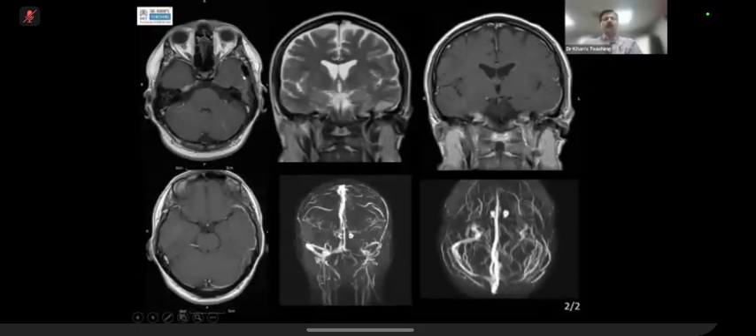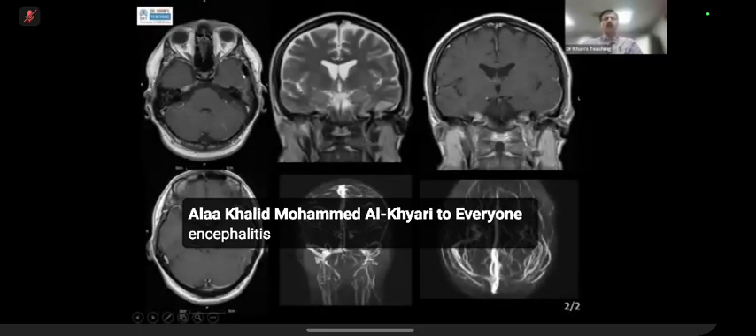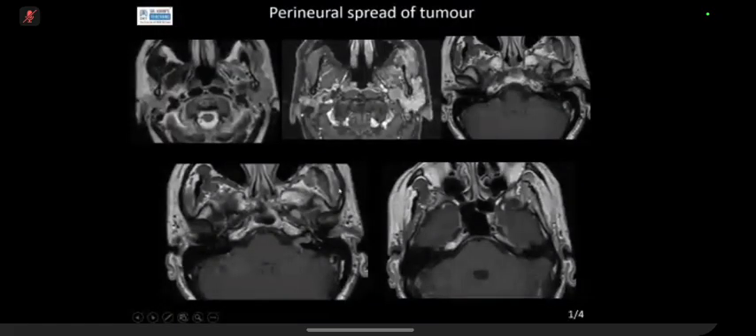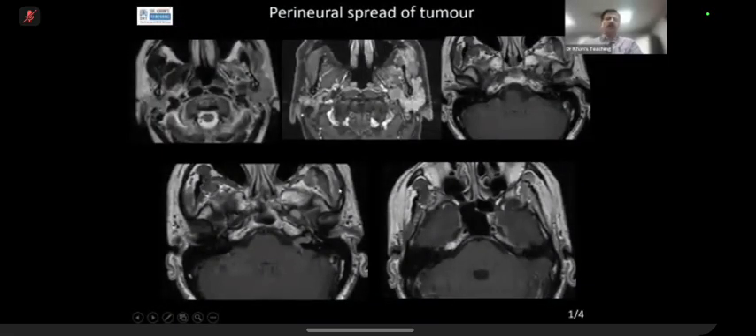The gas locule is there. The gas locule has a bit of, again, dural, meningeal enhancement. And then there is sinus thrombosis. This is another classical case which can come in the exam.